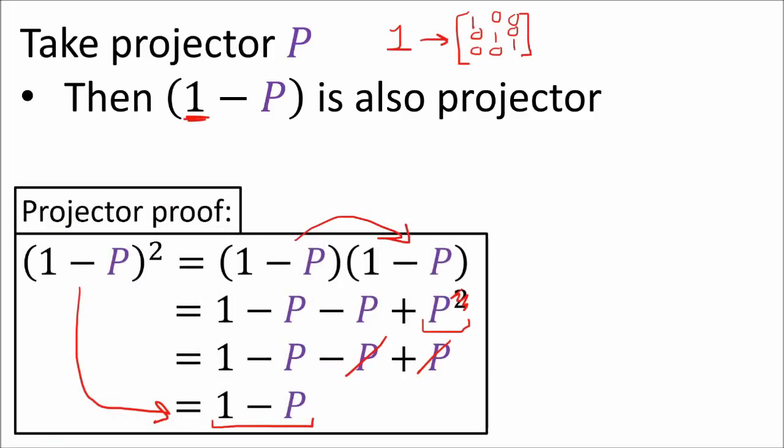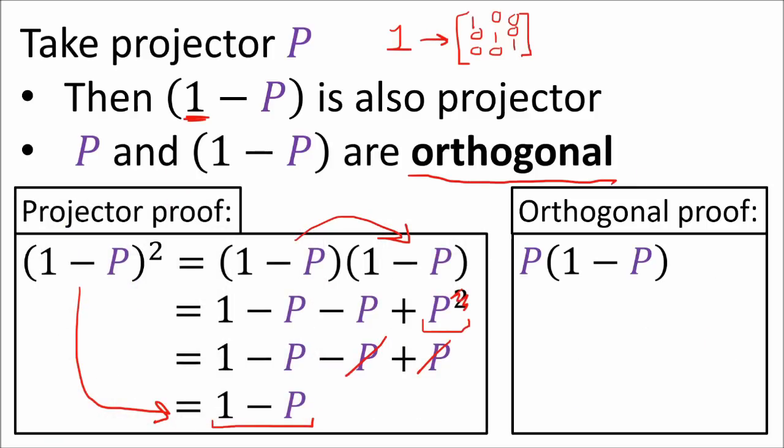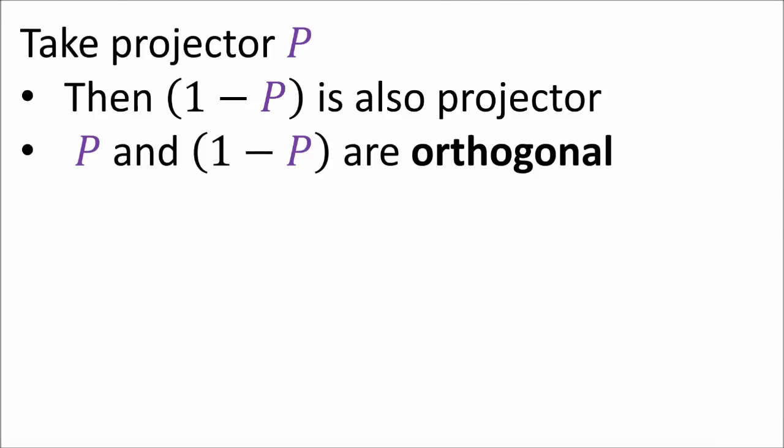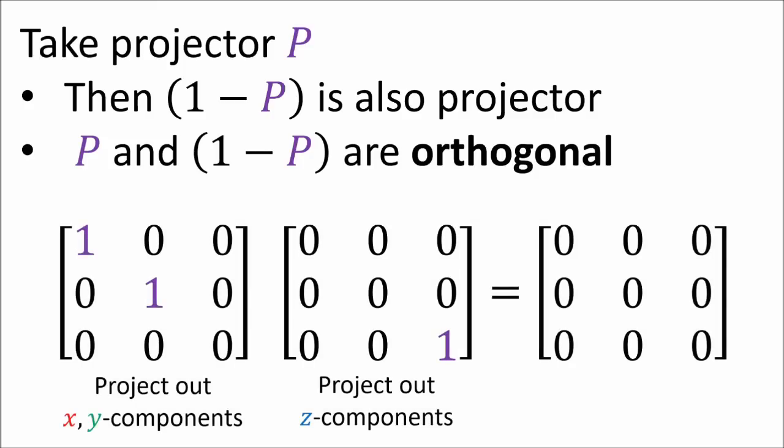We can also prove that the projectors P and 1 minus P are always orthogonal to each other. We prove this by multiplying the two projectors and showing that we get 0. After distributing, p squared becomes p, and p minus p equals 0. Indeed, the projector onto the z-axis and the projector onto the xy plane are orthogonal and multiply to 0.